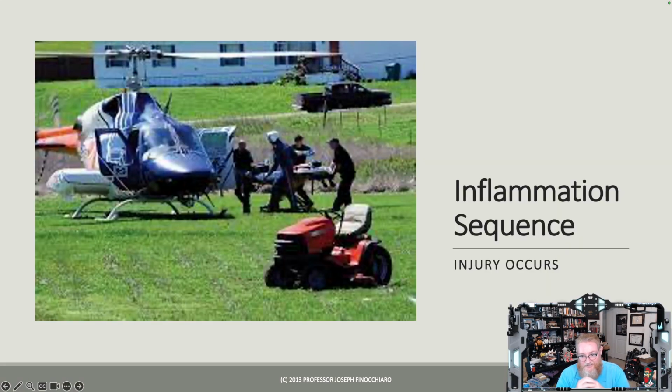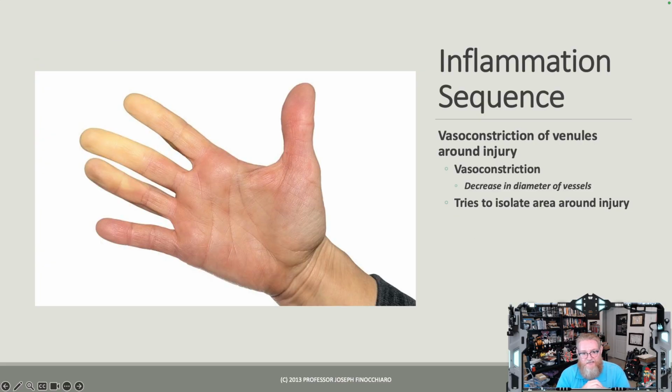So, inflammation sequence. First and foremost, an injury has to occur, whatever that injury might be. The second part is vasoconstriction of the venules around the injury, and vasoconstriction is a decrease in diameter of vessels. Your body is basically saying, hey, we noticed there is a problem, and so we are going to contain it. We're going to put up barricades, so if anything gets in, it does not jeopardize the rest of the system. So vasoconstriction tries to isolate the area around the injury while the defender cells figure out what's going on.